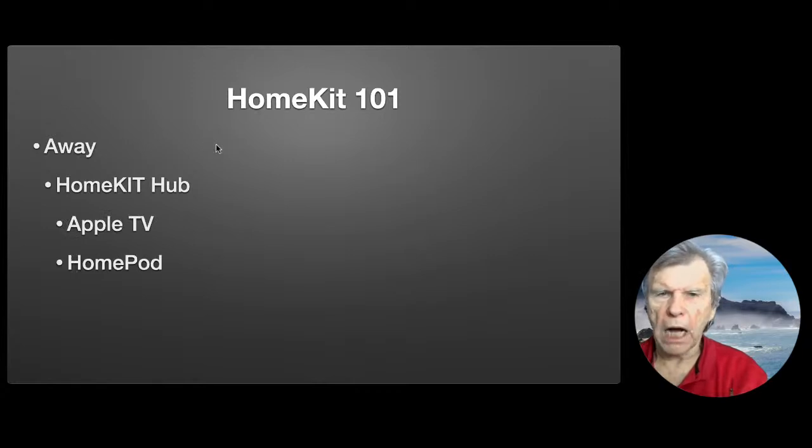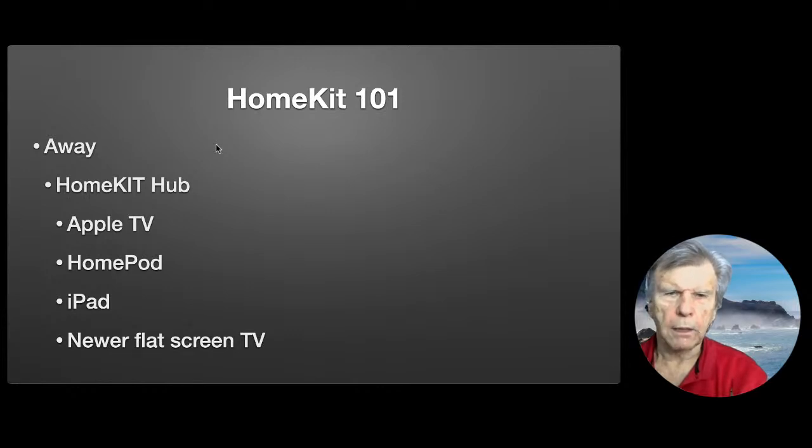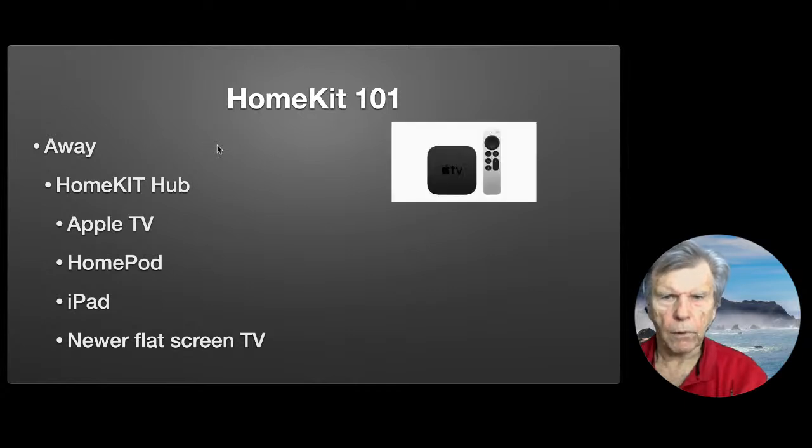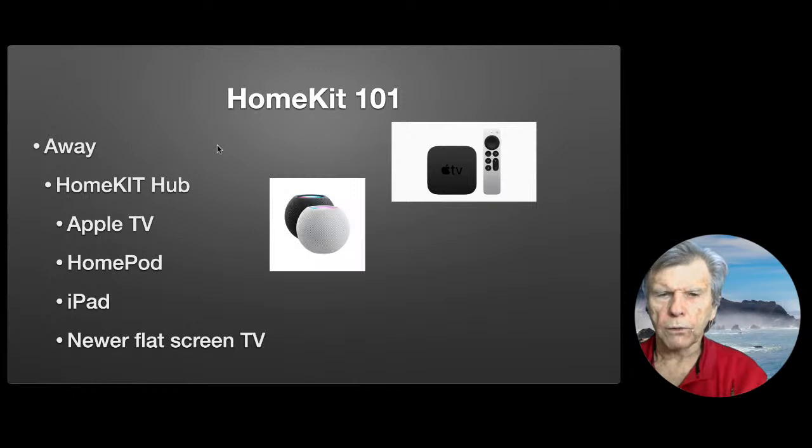Then we have the HomePod, an iPad, and some newer flat screen TVs also have HomeKit hub capability inside their circuitry. So be aware of that. You may already have that in a newer TV set. This is the Apple TV with the new remote, which a lot of people like. Of course, here are the HomePod Minis, which are the only HomePods in production right now. And they now come in 5, count them, 5 beautiful colors.